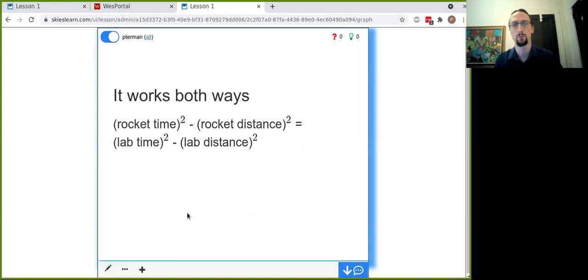And so it works both ways. Say we've got a rocket that's moving, blasting off. Spacetime: rocket time squared minus rocket distance squared is equal to lab time squared minus lab distance squared. Boom. You don't need to know anything else about time dilation or length contraction or anything like that. And you can still calculate what it is just because you have this equation in your back pocket.